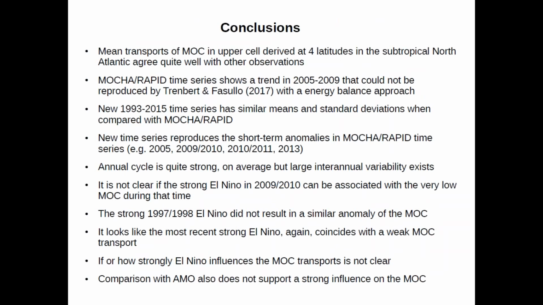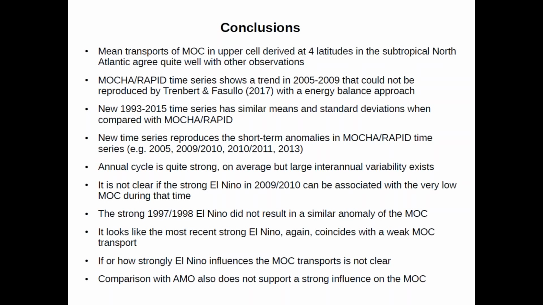Now let me get to the conclusions. We derived the mean transports in the upper cell at 4 latitudes in the subtropical North Atlantic that agree quite well with other observations, and our heat transports as well. Mocha Rapid shows this trend in 2005 to 2009 that could not be reproduced by the Trenberth Fasullo study, who used atmospheric fluxes to estimate it in the energy balance approach.